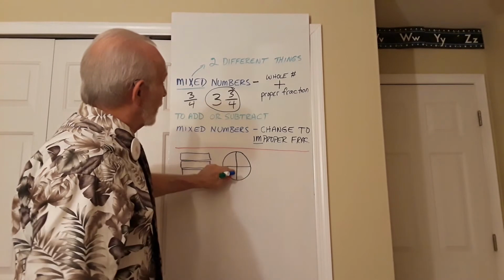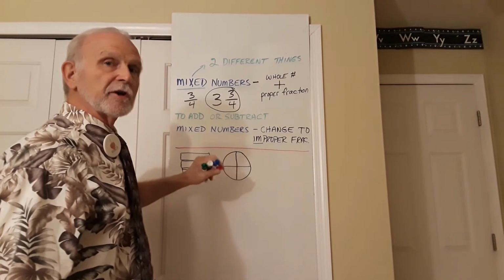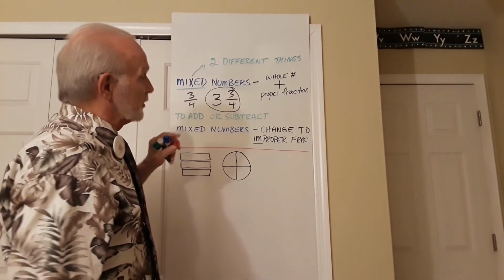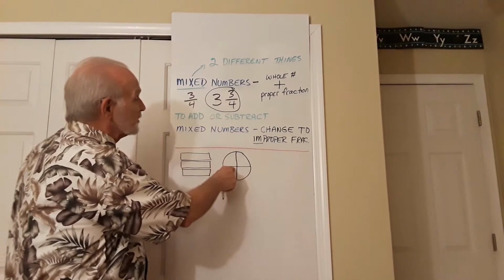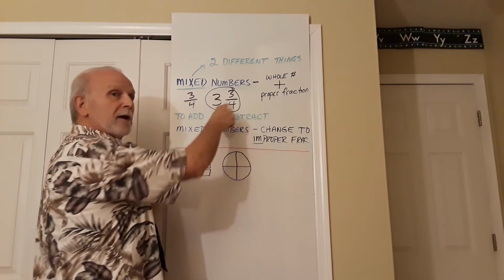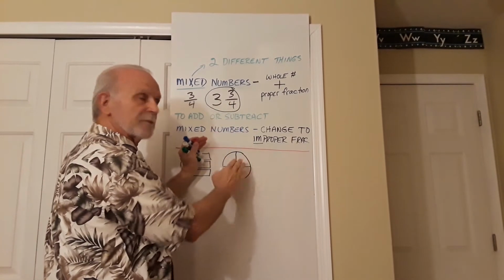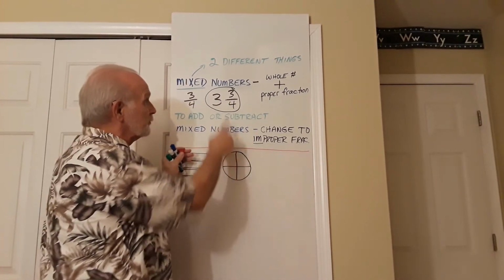What are we going to see? Well, why are there 4 slices here? Anybody? Somebody said it. Somebody said, because there's a 4 in the denominator up here. This is the one that goes with the proper fraction, because this is a fractional amount. Forget the boxes over here. This is a fractional amount.